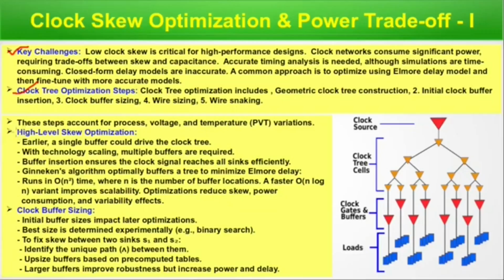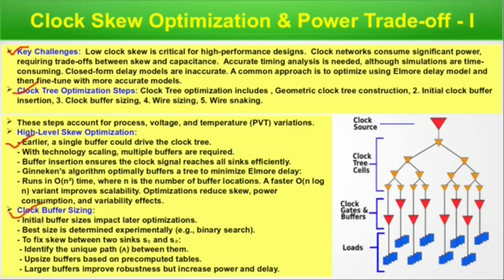Now, high-level skew optimization. Earlier, a single buffer was enough to drive the clock tree. Now, with technology scaling, multiple buffers are required. Buffer insertion ensures that the clock signal reaches all sinks efficiently. And Van Ginneken's algorithm optimally buffers a tree to minimize L-mode delay. It runs in n squared time, a quadratic relation, where n is the number of buffer locations, and a faster O(n log n) variant improves scalability. Optimizations reduce skew, power consumption, and variability effects. So, skew optimization is very important.